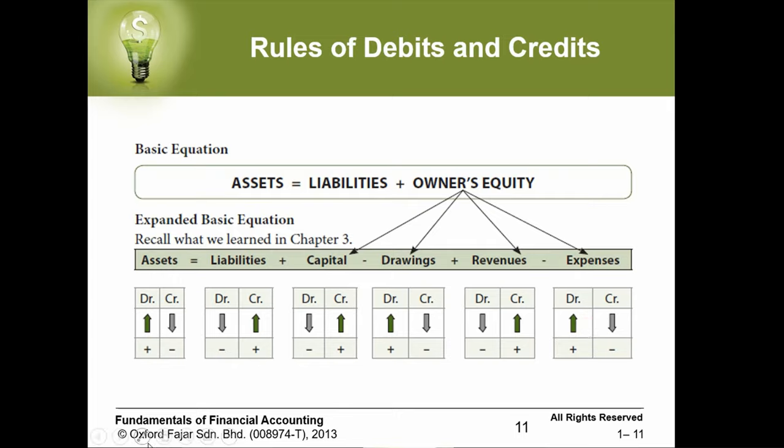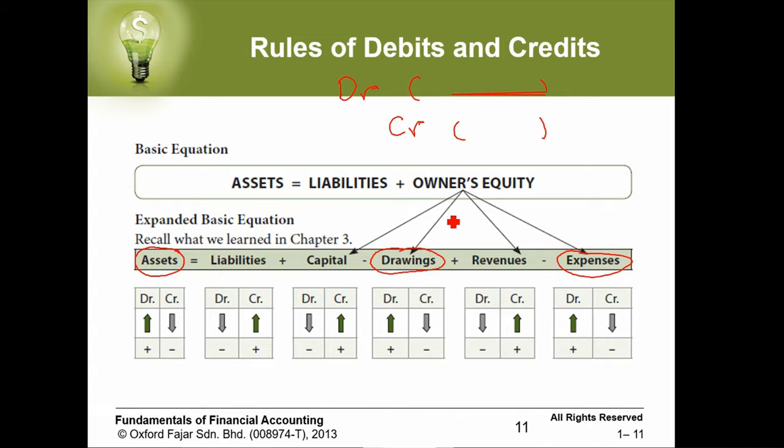So I will put it for you in one color for you to be able to memorize. We have assets, we have drawings, we have expenses. Those three act similarly, which is when increasing, go to the debit. When decreasing, go to the credit side. By the way, any transaction we need to record like this: debit on the top, credit on the bottom. Then we write the account name.